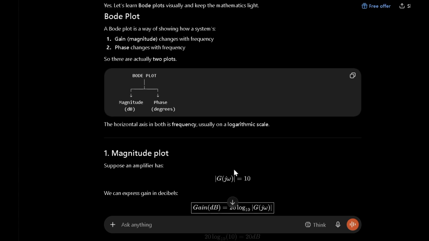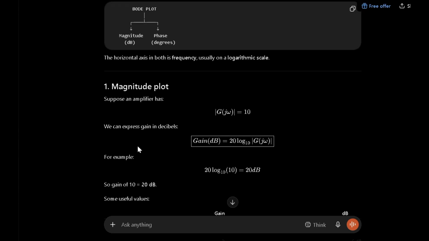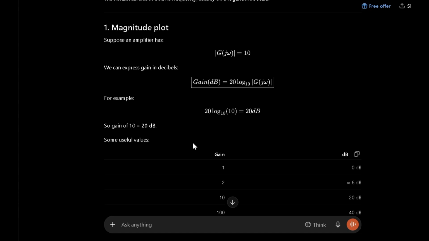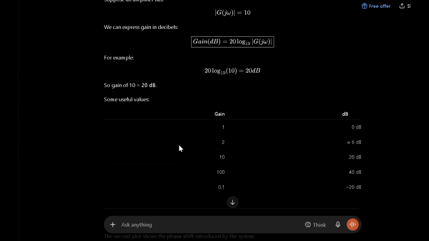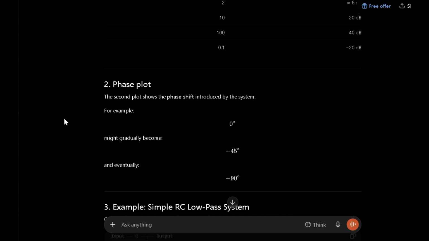For the magnitude plot, suppose an amplifier has G of omega equal to 10. We can express gain in decibels. Gain in decibels is 20 log base 10 of the gain. For example, 20 log 10 of 10 equals 20 dB, so a gain of 10 equals 20 dB. Some useful values: a gain of 1 is 0 dB, 10 is 20 dB, 100 is 40 dB. The phase plot shows the phase shift introduced by the system. For example, 0 degrees might gradually become minus 45 degrees, then minus 90 degrees.